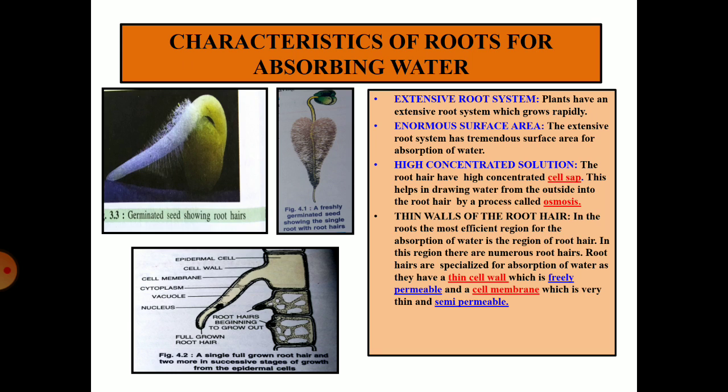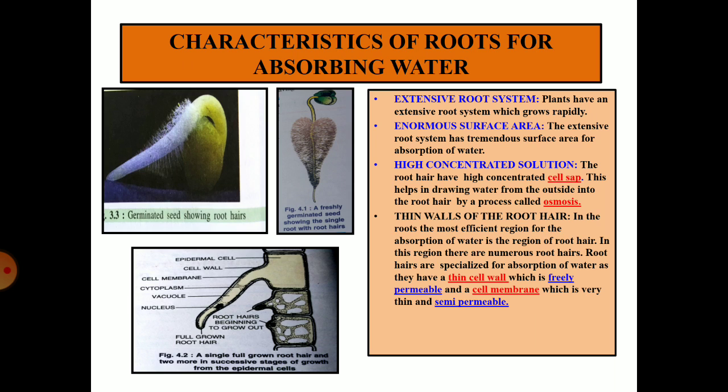Let us now study the characteristics of roots for absorbing water. Roots have an extensive root system. It is believed that a 4-month rye plant has a root system of 620 kilometers and it increases every day by 5 kilometers. This enormous root system has an extensive surface area for absorption of water.